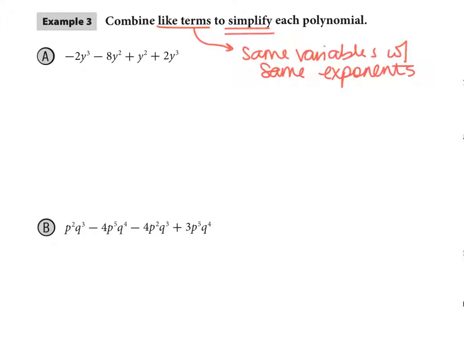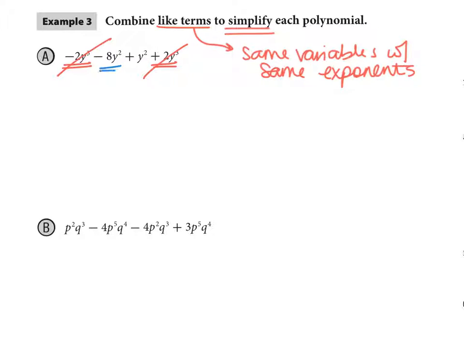So on A here, even though they're all y's, even though every single one of these terms, one of these pieces has a y, I only care about the ones that have the exact same exponents. So I have 2 terms that have y to the third, which means I can combine those. And when I combine, I'm adding. So that's -2 plus 2. Well, really, those are going to cancel each other out.